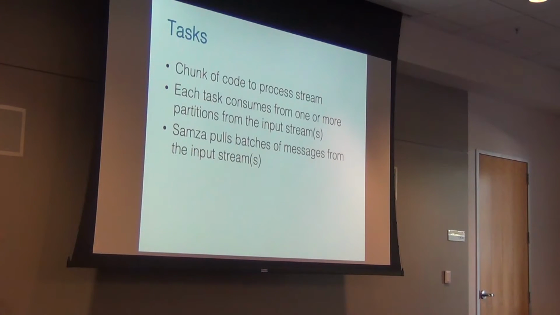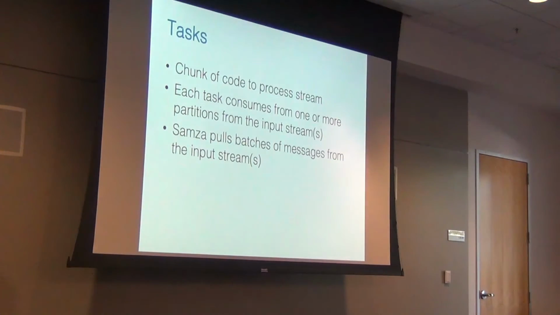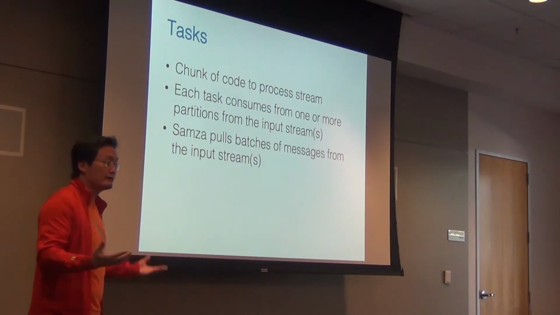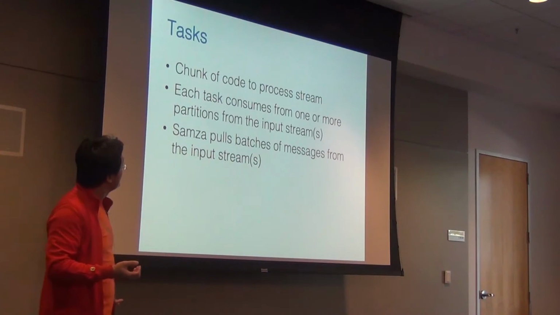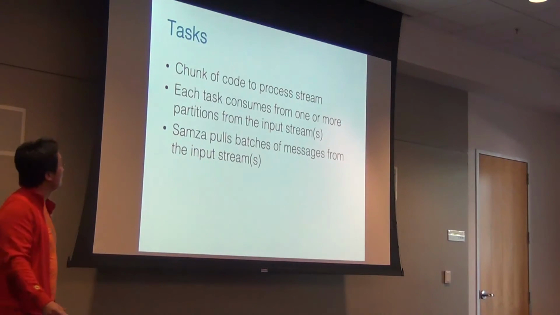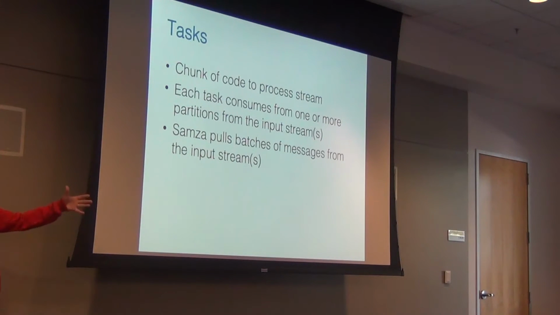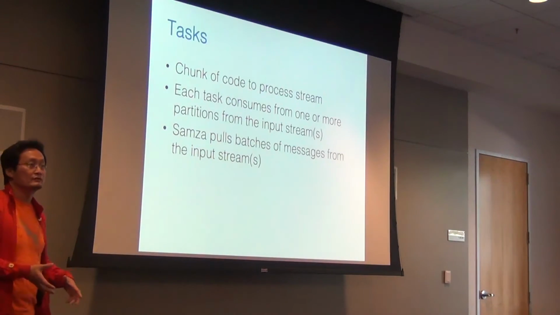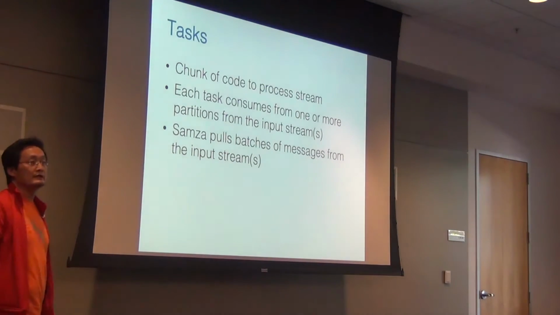The second concept in Samza is called tasks. What is a task? A task is a logical computation unit. It's a chunk of code to process a stream. It consumes from one or more partitions of the input streams, and it may or may not send to the output stream. Samza pulls a batch of messages from all the input streams. We have an implementation of batch pulling from the Kafka consumers, and this is purely for efficiency and performance.